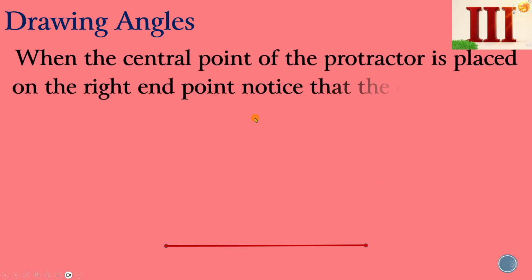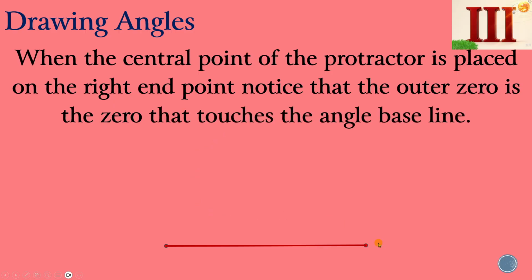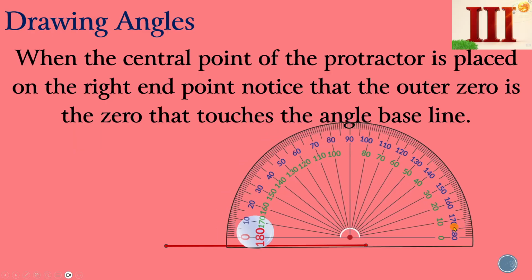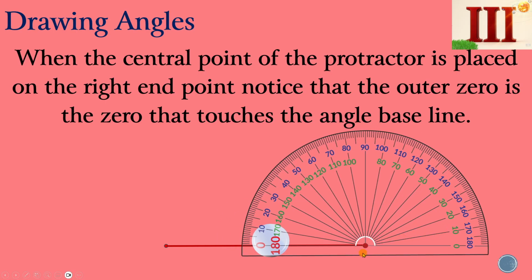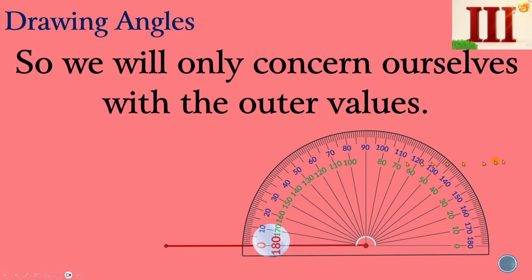So when the central point of the protractor is placed on the right end, we want to make sure we see what happens from both ends. So if we put it on this end, notice that the zero that's touching the baseline is now on the outer set of numbers. So we will ignore the inner set of numbers now and focus on the outer set of numbers. So these are the values we are looking at: 10, 20, 30, 40, 50, 60, the blue values. Most protractors don't come in color, but I use this because it will help us to visualize better what's actually going on.